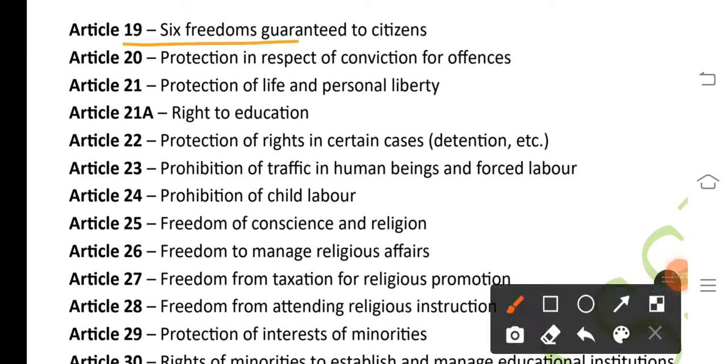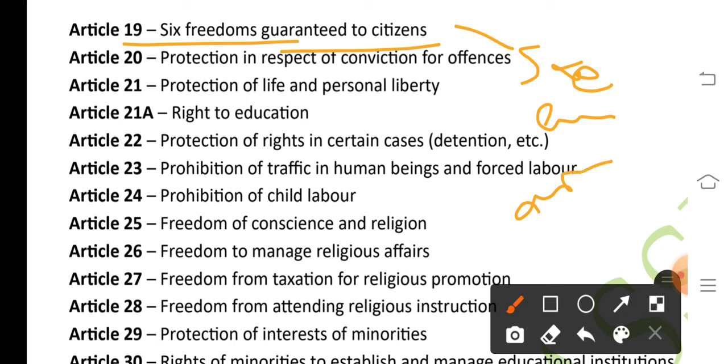So in Article 19 we have 6 freedoms guaranteed to citizens. They are freedom of speech and expression. Next is freedom to assemble peacefully and without arms. The next one is freedom to form associations or unions or cooperative societies. So this cooperative societies was added by 97th Amendment Act 2011. And fourth one is freedom to move freely throughout the territory of India.